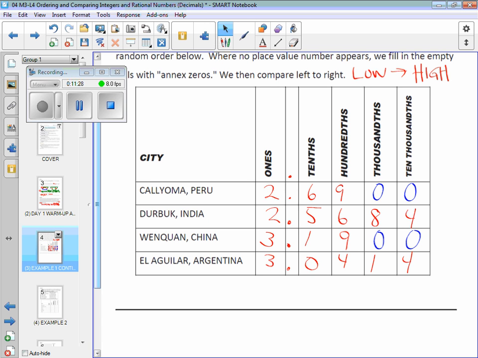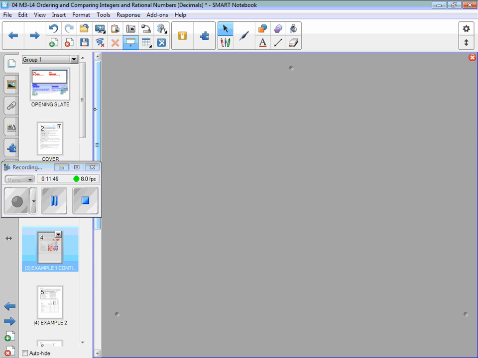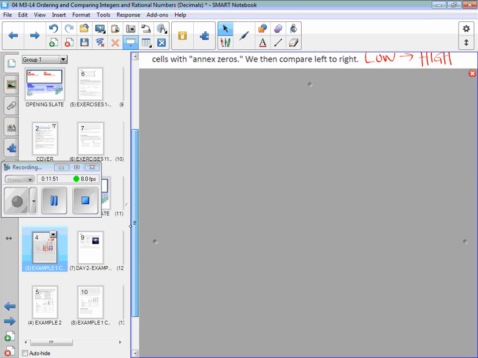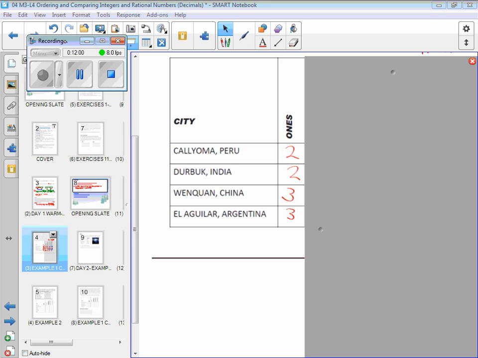Okay, now we can go on to our comparison phase. When you compare using place value, you want to start comparing digits from the furthest left to the furthest right. So all I'm going to do right now is focus in on this column right here, that's my furthest left, which happens to be, in this case, the 1's place value.